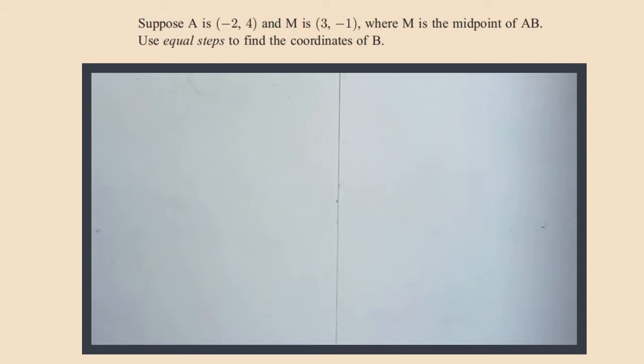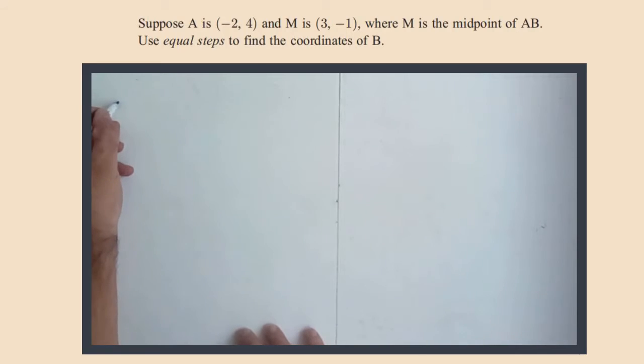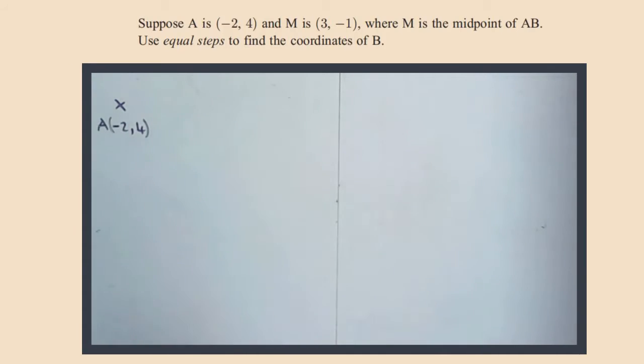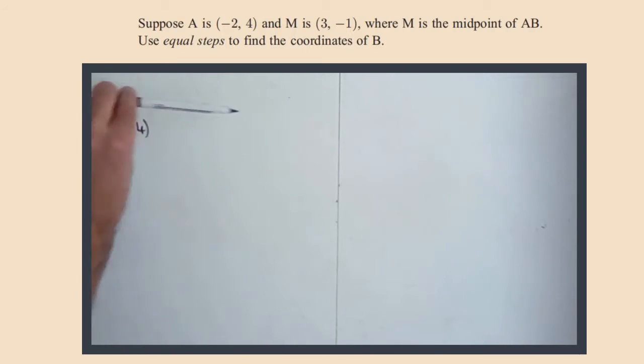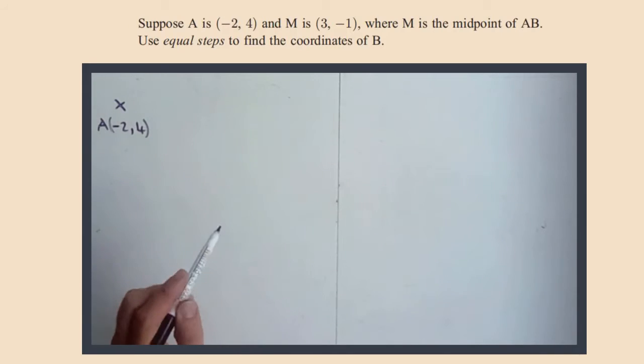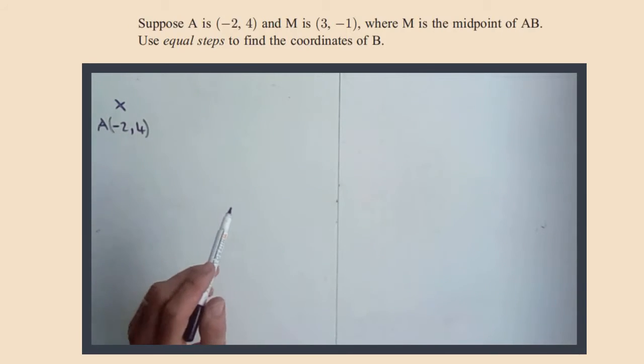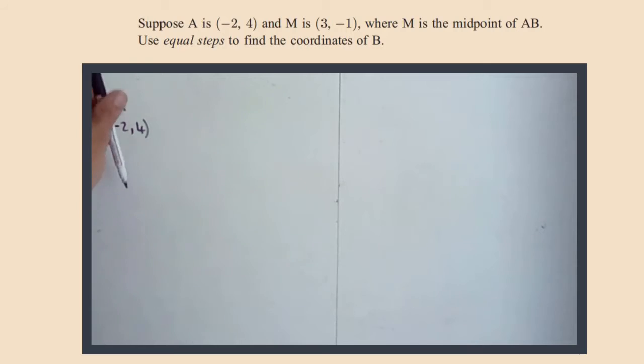So if we think about this, point A is at (-2, 4). So let's just make a point A at -2 and 4. So if we are to get to M at (3, -1), to get from -2 to 3, well, that's going to be travelling this way to the right. And also to get from 4 to -1, we're going to have to go down.